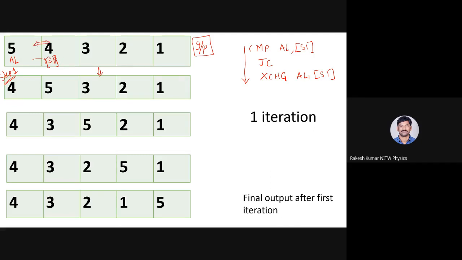Now what I'm going to do is compare these two numbers in the second iteration. So again, 5 and 3 will be compared. Will carry be generated? No, sir. So when no carry is generated, you have to exchange once again.